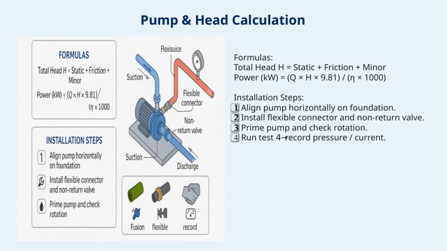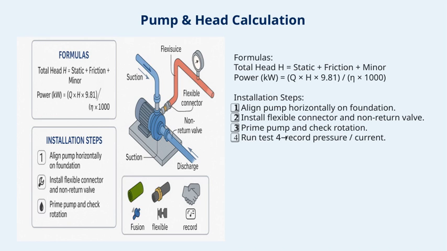Now let's take a closer look at the pump and head calculation. First, we have the formulas. The total head, represented as H, is the sum of static, friction, and minor losses. This is crucial because it tells us the total energy the pump needs to add to the fluid to overcome all resistances. When calculating the power required, we use the formula: power in kilowatts equals the flow rate Q times the head H times 9.81, divided by the efficiency eta times 1,000. This helps us determine the energy input needed for the pump to operate effectively.